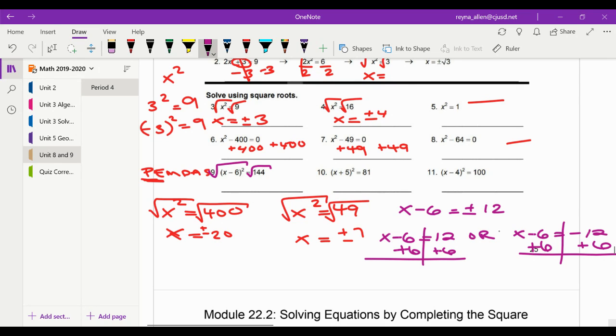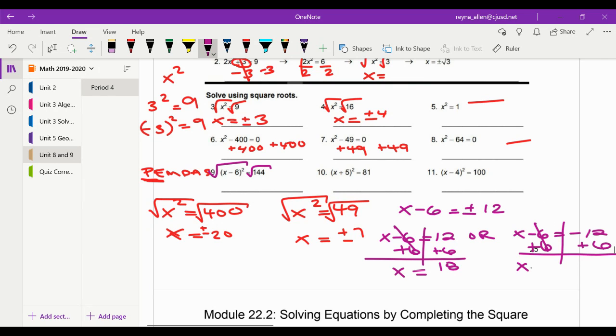It might be easy for you just to be like, oh, 12 plus 6, that's 18. So that means my 2 answers are just going to be 18 and negative 18, right? Because it's plus or minus. Not exactly. So don't try to take that shortcut because that's not going to always work out. It might work out sometimes, but not enough where you should just skip the steps.